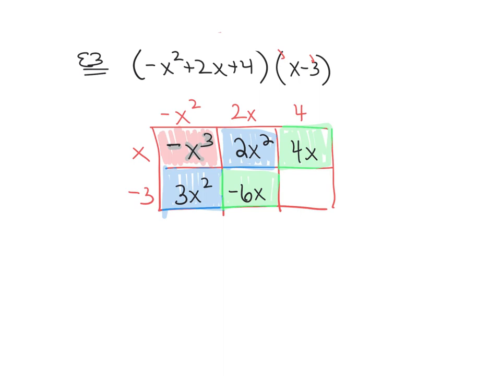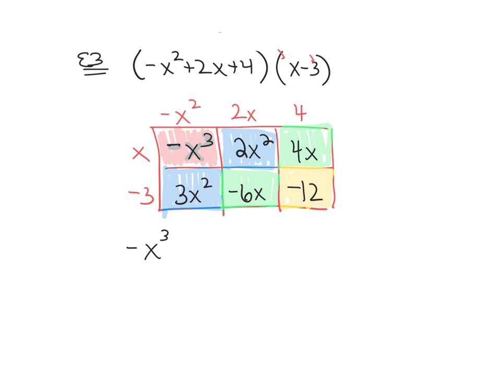And then in the final one, we're going to go ahead and do negative 3 times 4, which leaves us with a negative 12. And at that point, we've done all the multiplication. We just have to add all of our like terms. Now, I did highlight it like this on purpose. Notice that what we have in blue are like terms.